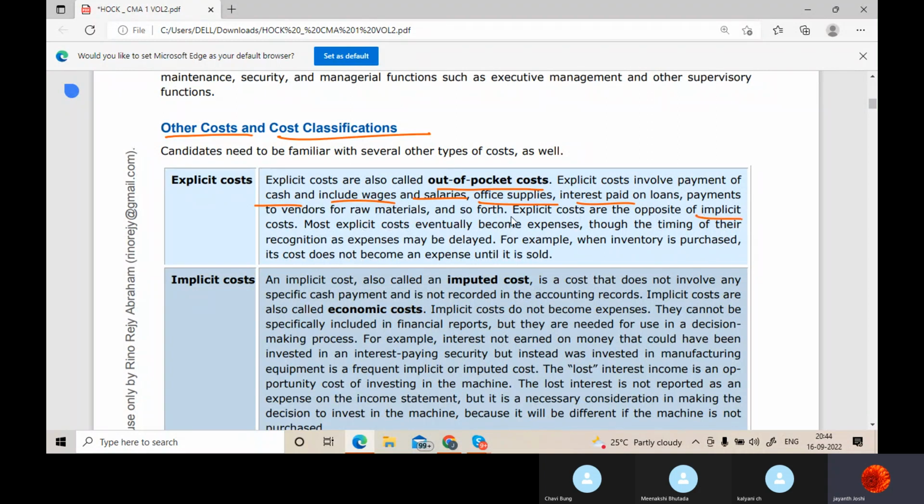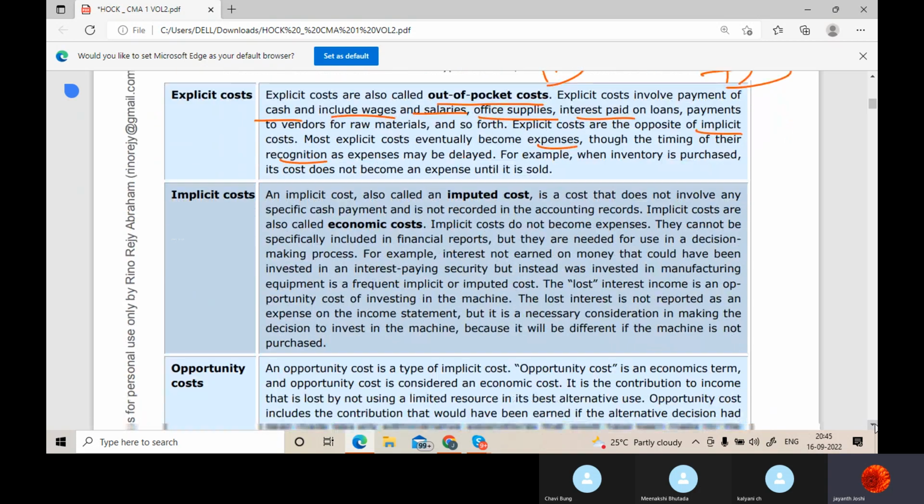Most explicit costs eventually become expenses, though the timing of their recognition as an expense may be delayed. For example, when you purchase inventory, it is an asset, but when you sell inventory, suppose you purchase 100 boxes and sold 10 boxes, when you sell 10 boxes, the cost of those 10 boxes has to be recognized, so then it becomes an expense. So maybe not immediately, but later it may become an expense.